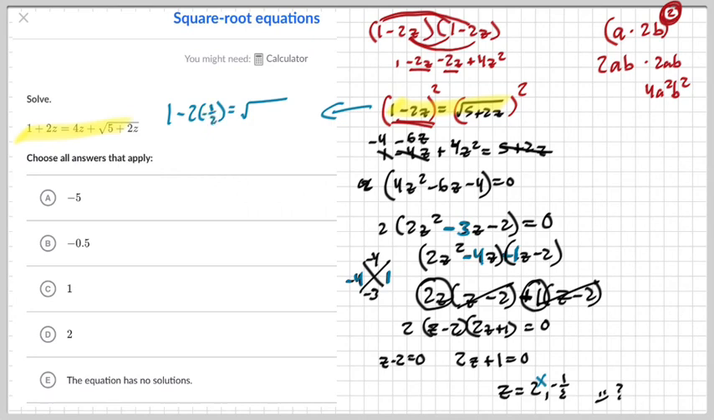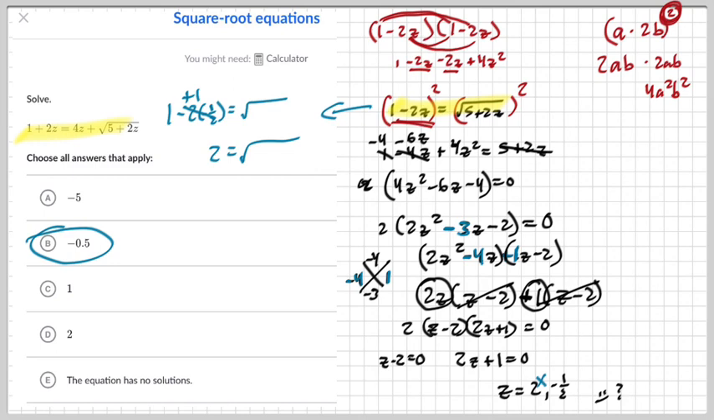Now let's try negative 1/2. We have negative 2 times negative 1/2. What is that? Half of 2 is 1, so it's positive 1. So it's 1 plus 1, which is 2. We could do the other side if we wanted to, but pretty much it's going to work. Negative 1/2 is our solution. It works.